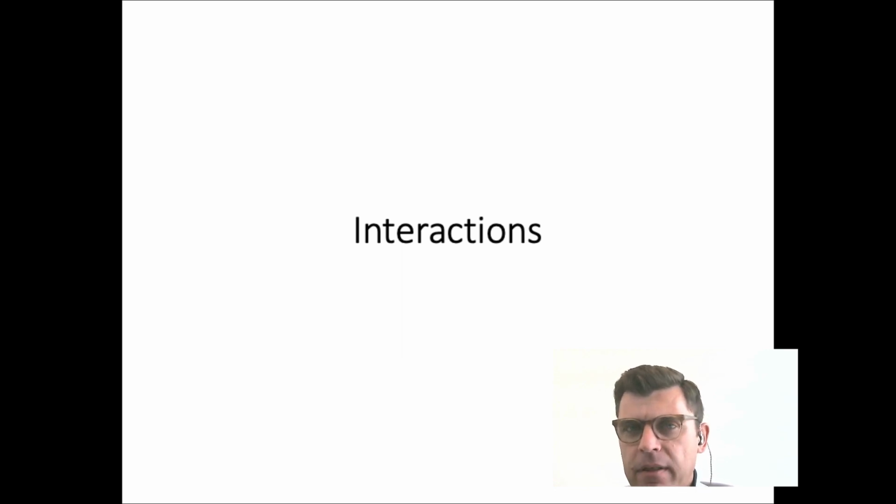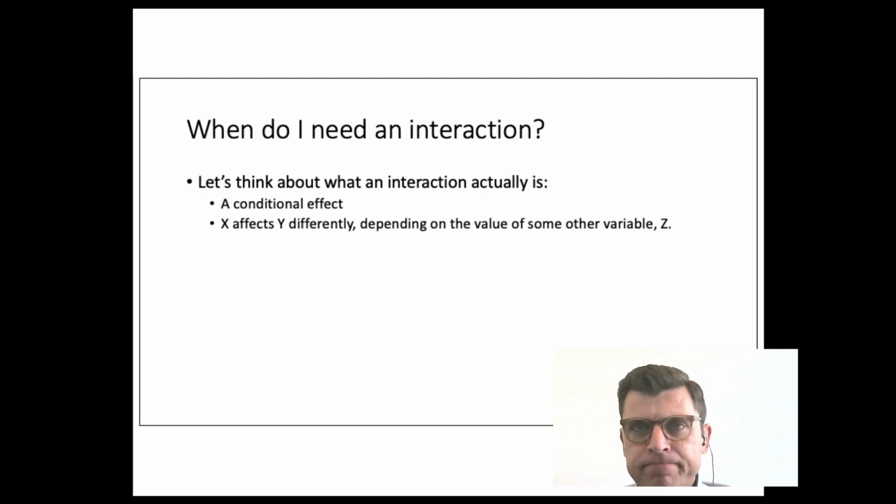But I want to start with a little bit of description to help set the stage for what we're talking about when we talk about interactions. When do I need an interaction? I think the answer to that starts with what an interaction actually is. This is my definition. I don't know if it's a textbook definition. It's a conditional effect. It's when X affects Y differently depending on the value of some other variable, which we'll call Z.